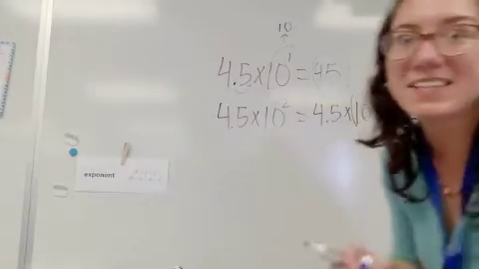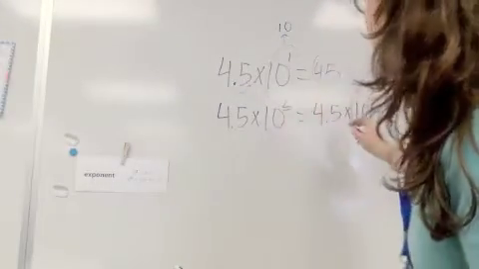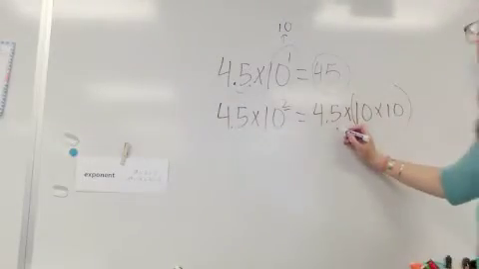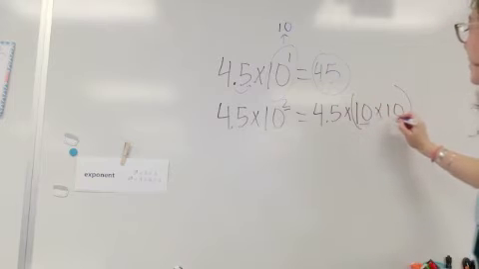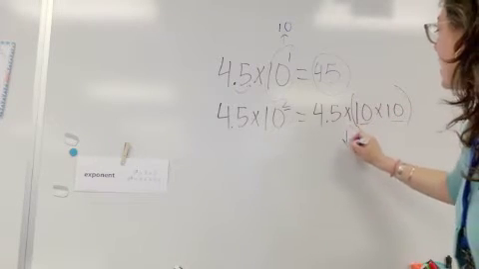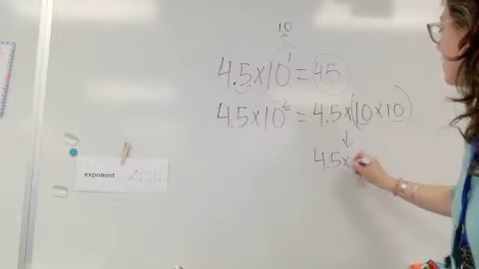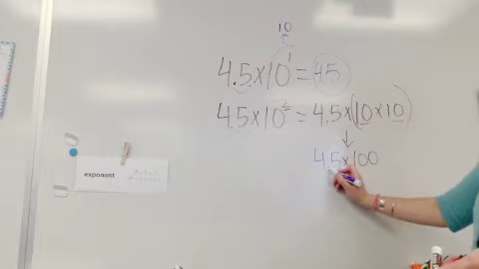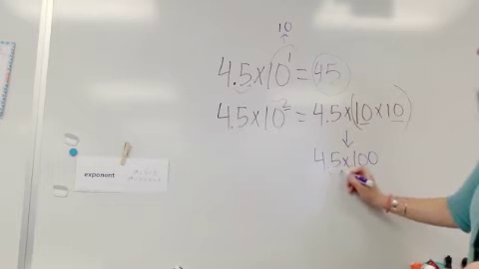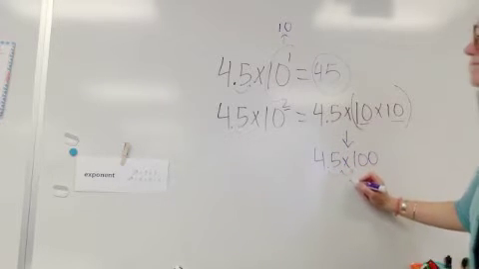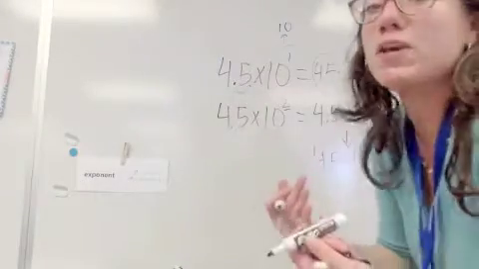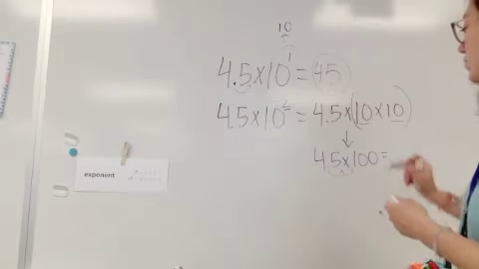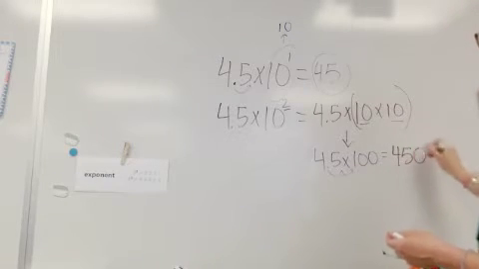A lot of you will make this connection. 10 to the second power is the same thing as, pause anytime and then come back, 4.5 times 10 times 10, which is the same thing as 4.5 times 100. 100 times bigger than 4.5, we're going to move that decimal spot 2 spots to the right because our number is getting 100 times bigger than 4.5. So we get 450.